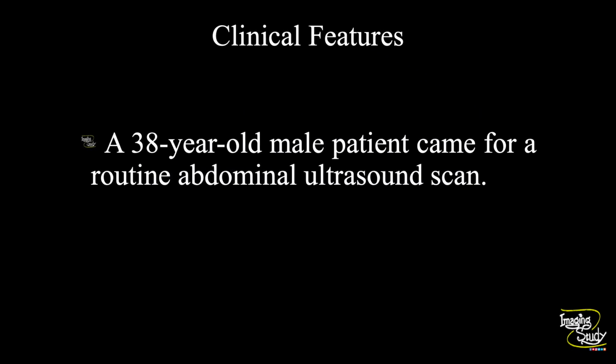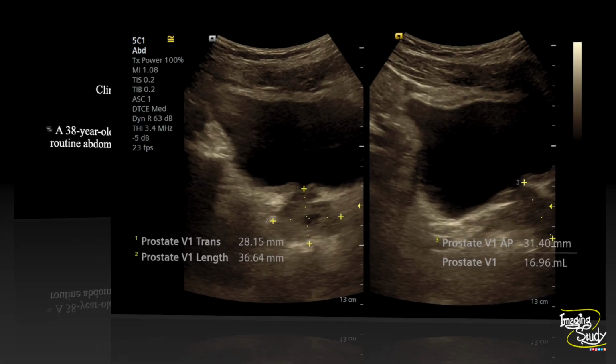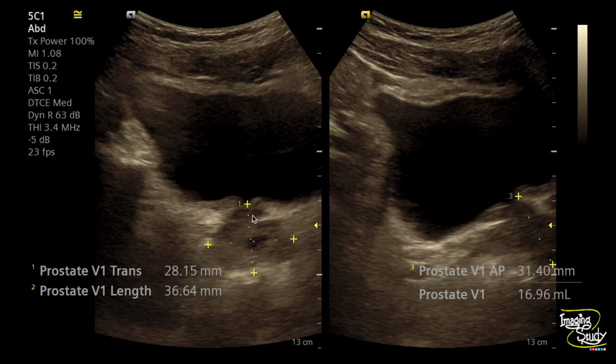A 38-year-old male patient came for a routine abdominal ultrasound scan. Let's see what we have got on ultrasound. Here is a picture of the prostate in transabdominal ultrasound on transverse and longitudinal sections. You see the volume looks quite normal no matter how you measure it.